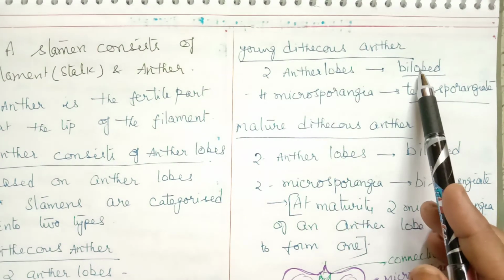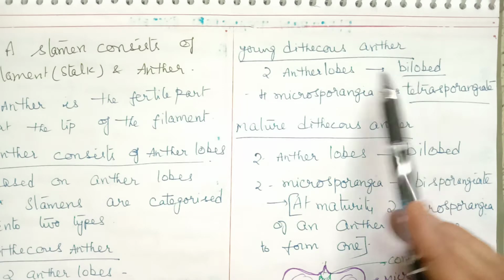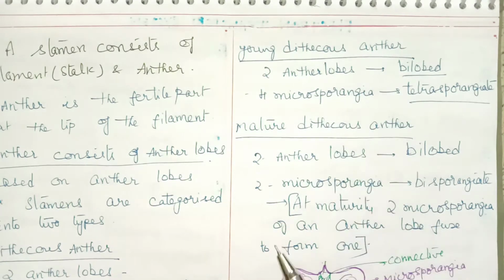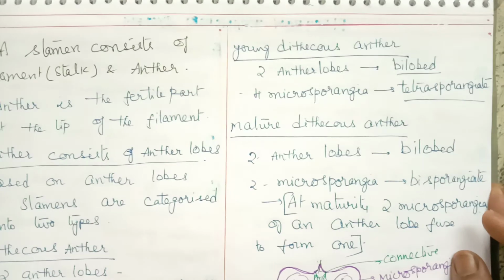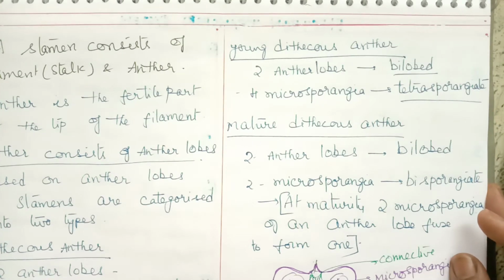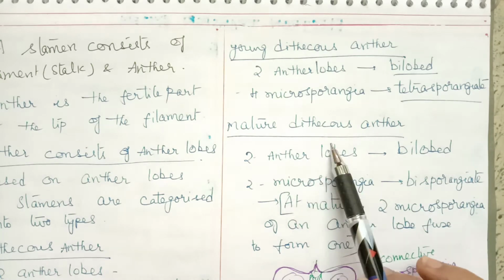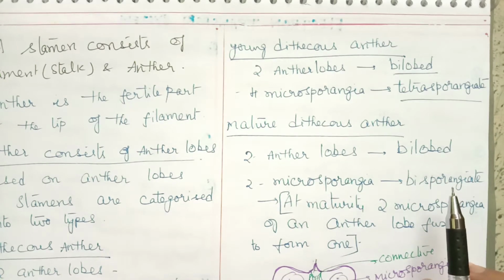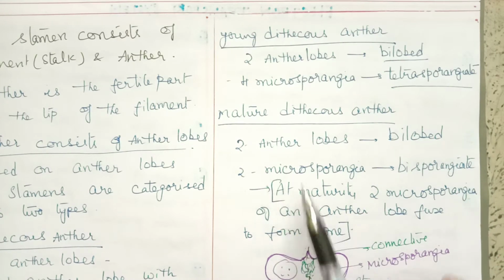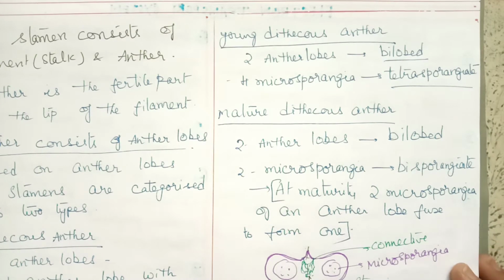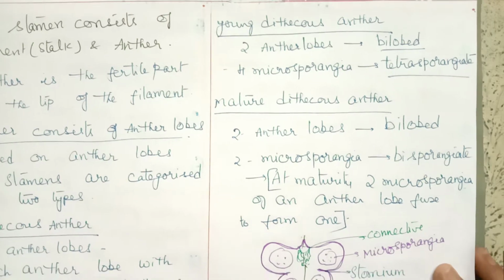That is called a bilobed anther, and four microsporangia or pollen sacs are present. So it is called tetrasporangiate because there are four microsporangia present. Now in a mature dithecous anther, two anther lobes are present, bilobed, but it has only two microsporangia. So bisporangiate. Why two microsporangia?